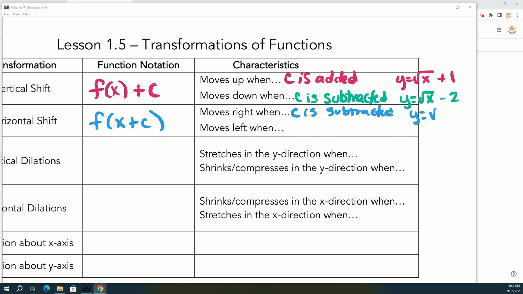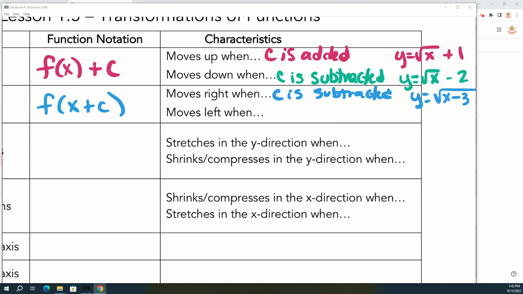So that would be like y is the square root, and then under the square root, x minus 3. And then we're going to move left when we're adding inside. So the square root, under the square root, x plus 4.